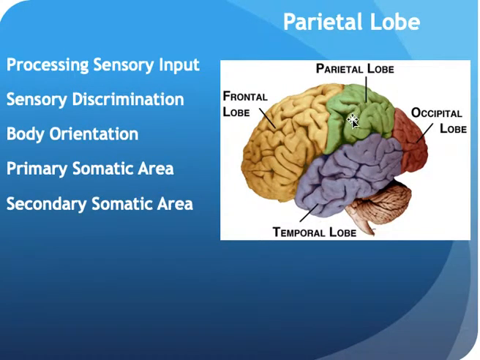We go to the parietal lobe: processing sensory input, sensory discrimination, body orientation, primary somatic area, secondary somatic area. So a lot of body stuff in here, right? And we want to start to remember, okay, what was soma in all my other chapters? Soma is going to be that body, and again, this is going to be that primary area for all this input coming in.